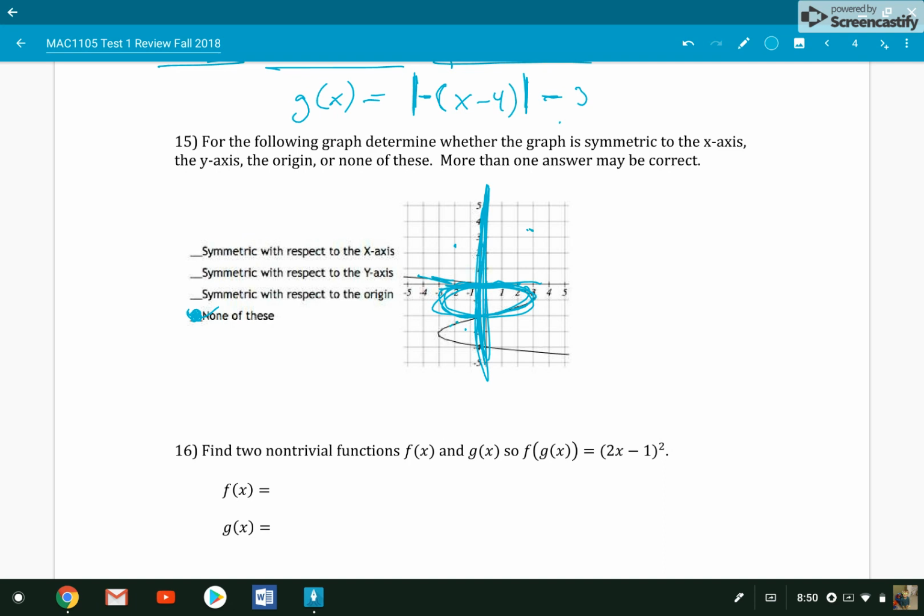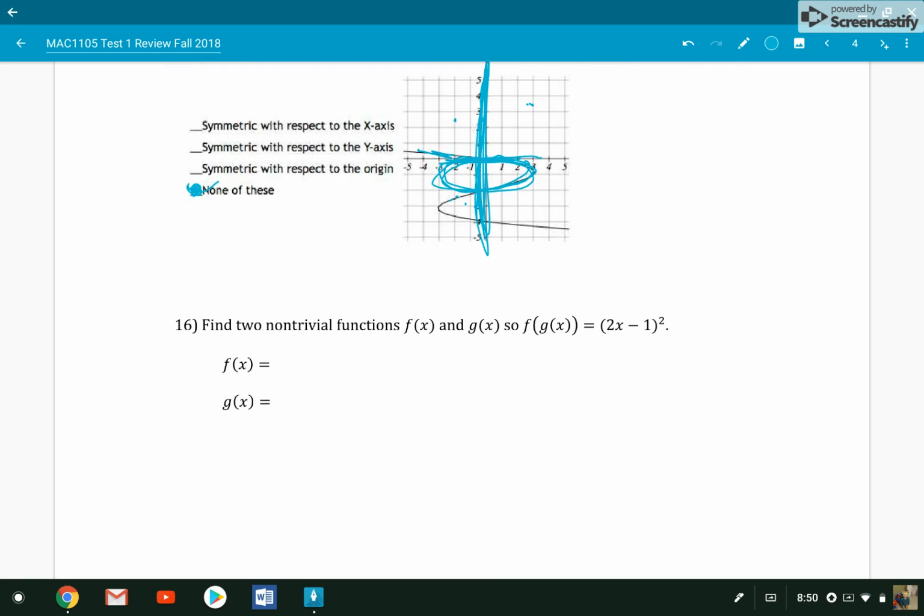And the final one of the review, find two non-trivial functions. So you've got f of g of x. G of x is your inside function. It's inside that function, f of x. F is your outside function. And so inside parentheses, you have 2x minus 1. So g of x is 2x minus 1. Outside of the parentheses, you have a squared symbol, so that's your f, that's your outside, and it's f of x, so you would have x squared. So if you plug g of x into f of x, you would just have (2x plus 1) squared, which is exactly what we have here.